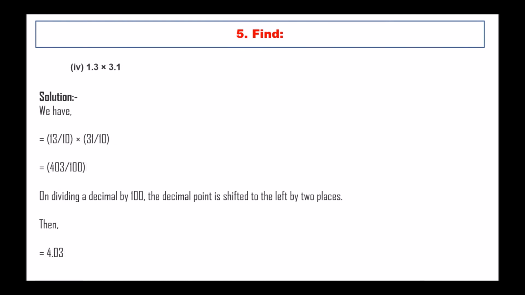Next, 1.3 into 3.1. So 13 divided by 10 into 31 divided by 10. We will first multiply 13 and 31, so it will become 403. Then we will multiply 10 into 10, that is 100. Now the answer will become 4.03.